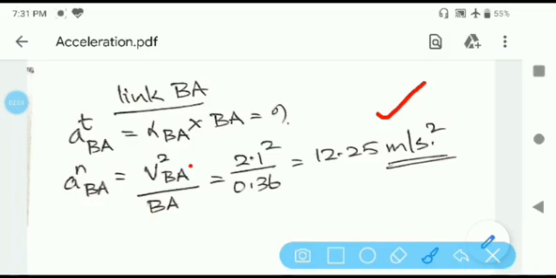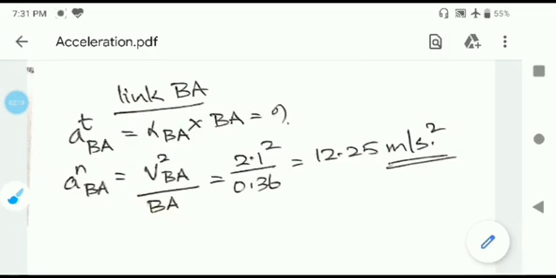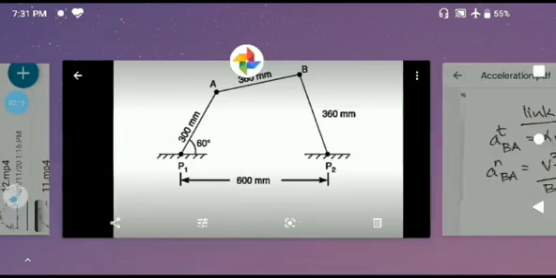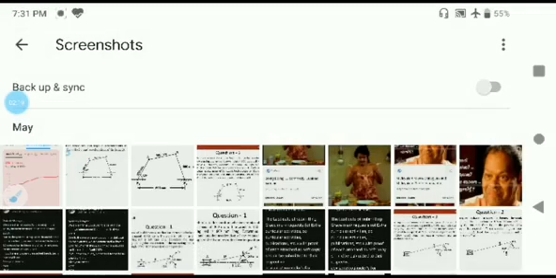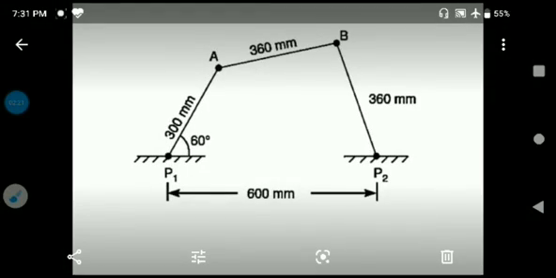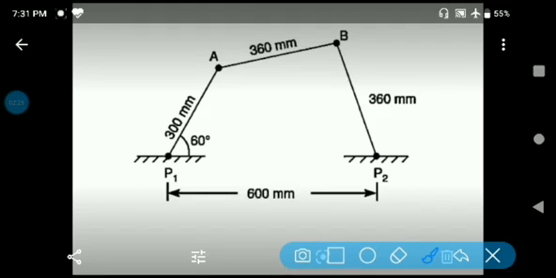So now we have got the magnitude of the normal component of acceleration of B relative to A, and we know that regarding the direction of the normal component, the direction will be towards the center of rotation. Here the center point is A, so the direction will be along the link BA towards point A, that is in the downward direction.